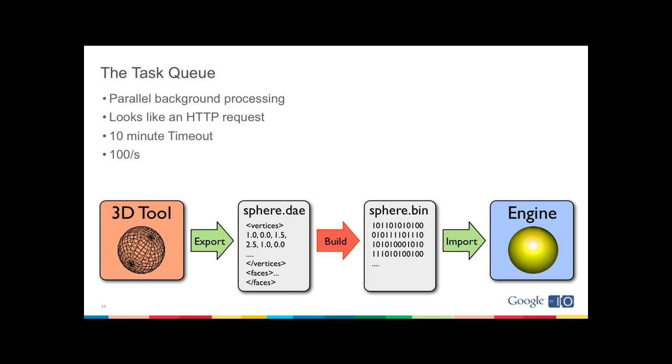Every task can run for 10 minutes, which may sound like a lot or a little, depending on what kind of processing you're trying to do. And by default, you can have 100 per second. Or that's the max level you can set it at.